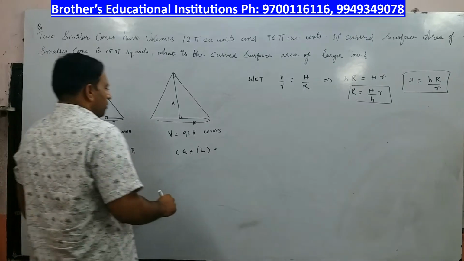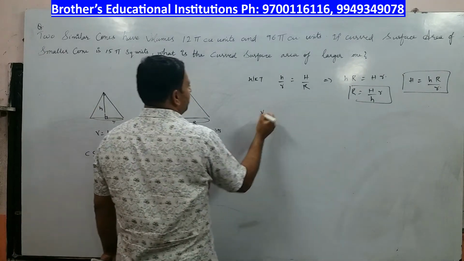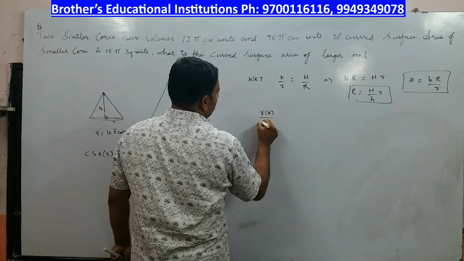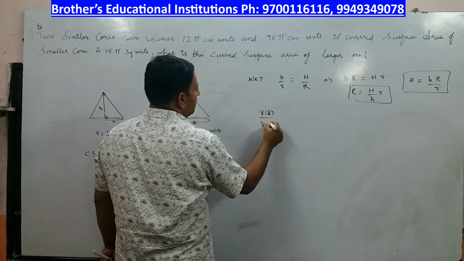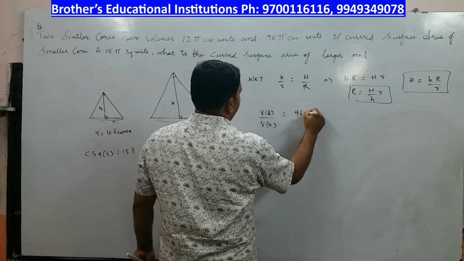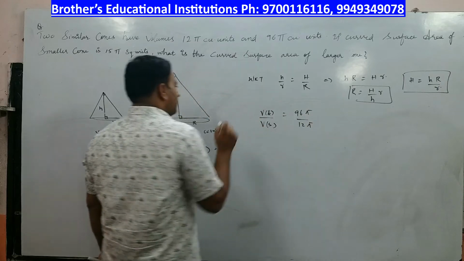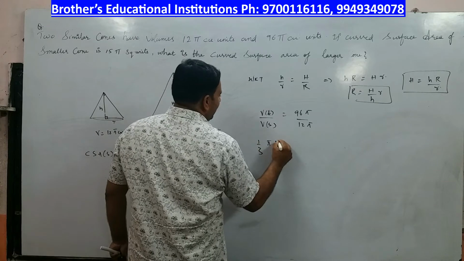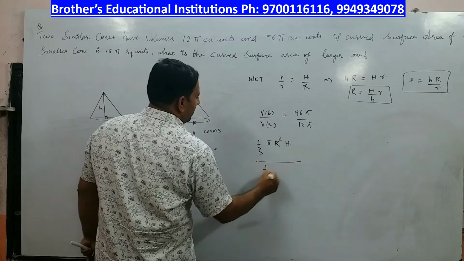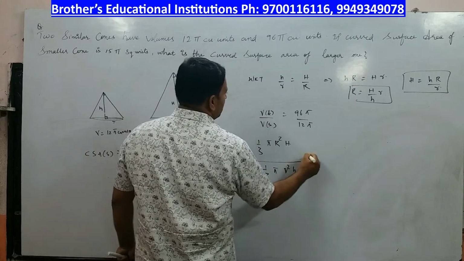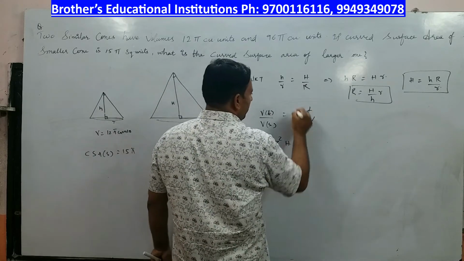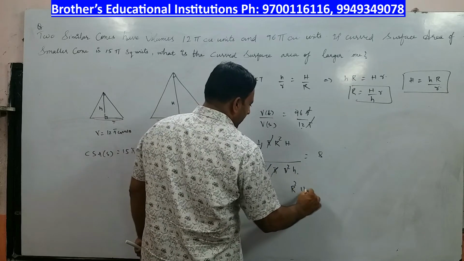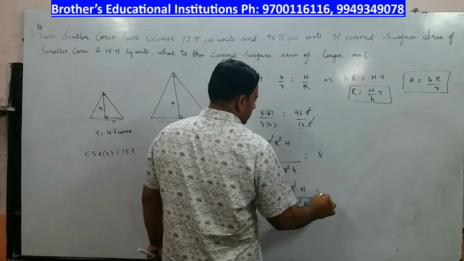Now what is given to you? Volume. Now volume formula. Volume of larger cone by volume of smaller cone is 96 pi by 12 pi. Now what is the formula for volume of cone? The volume of larger cone is 1 by 3 pi capital R square capital H by 1 by 3 pi small r square small h, which is equal to 8, since pi and pi cancel, 12 eights are 96, 1 by 3 cancel. You got capital R square capital H by small r square small h is equal to 8.